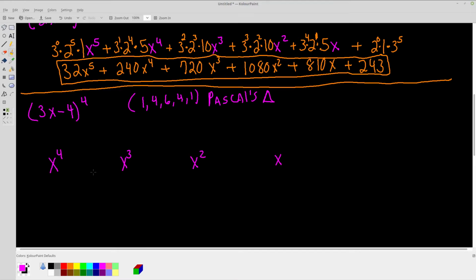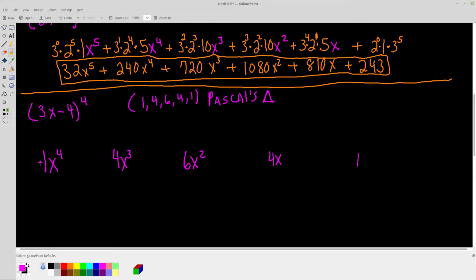So there's that. Okay, now we know we have to use Pascal's triangle numbers. Okay, so we're going to have a 1, we're going to have a 4, we're going to have a 6, we're going to have a 4, and on our constant we are going to have a 1. Okay, so there's Pascal's triangle numbers. Okay, now we do have a power of 4. Okay, so that's an even power, and we'll start on this side.